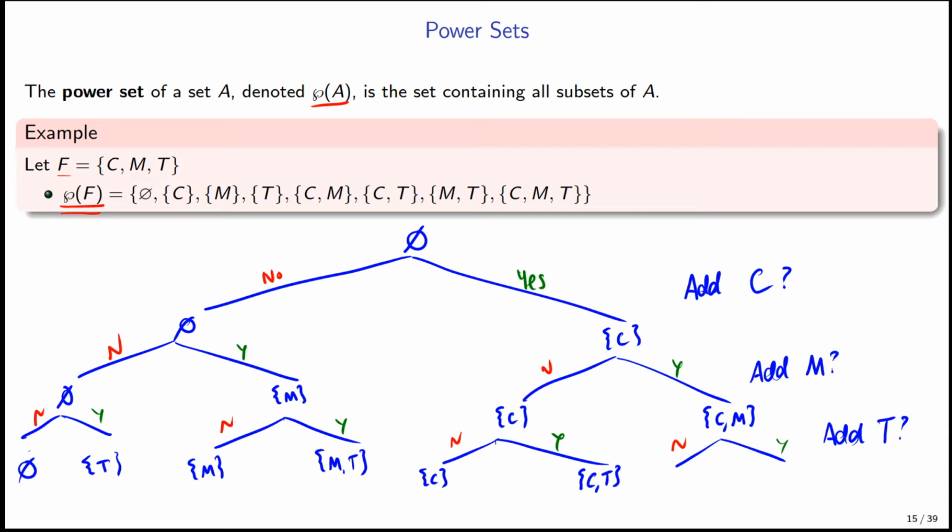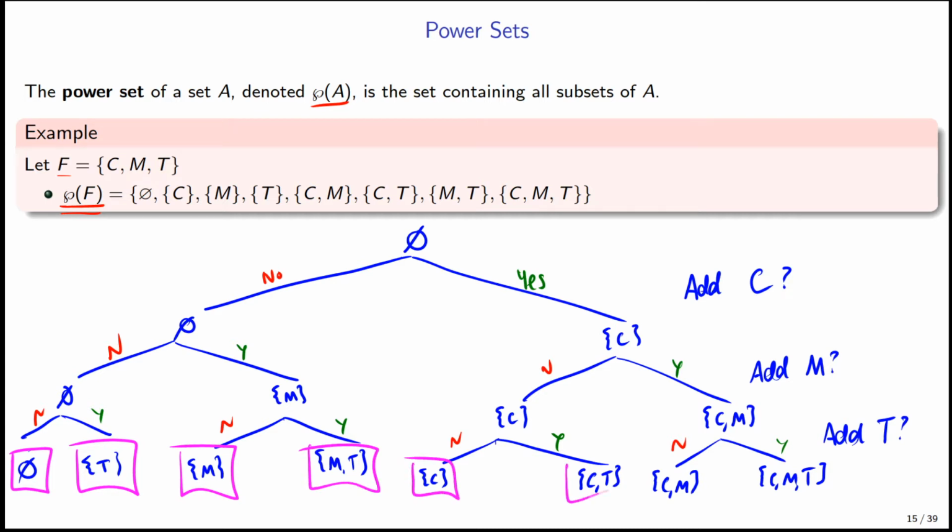C. If we do add Tim, then we have Clara and Tim in the set, so this is the set containing CT. Finally, to the final one, we have a set that contains Clara and Mira. So if we don't add Tim, we just have the set Clara and Mira. If we do add Tim, we now have the set containing Clara, Mira, and Tim. So what is the process for? Well, our final result here, after going through all of the different elements, this contains all the different possible subsets we can have.